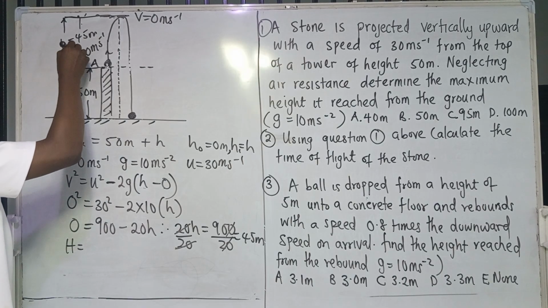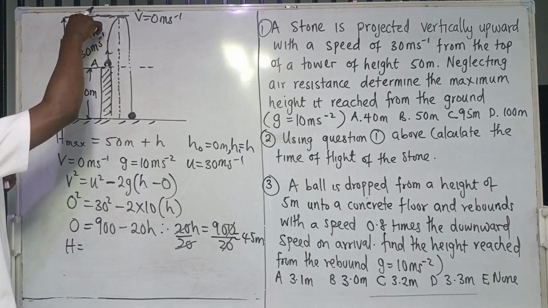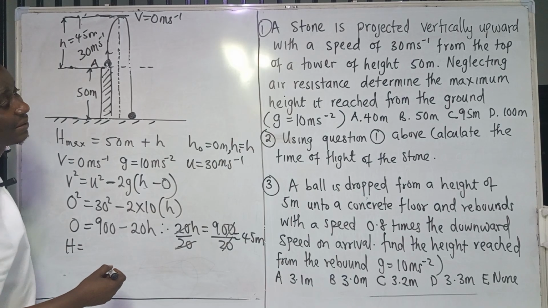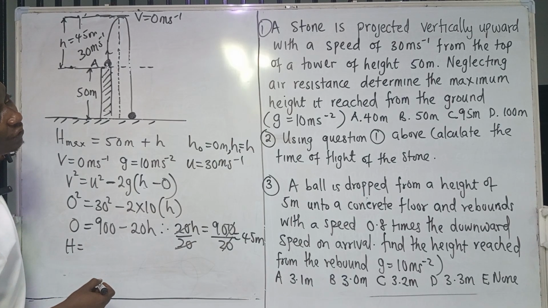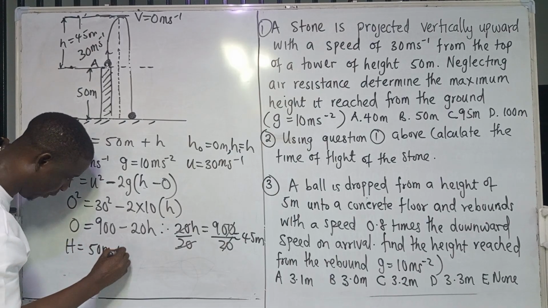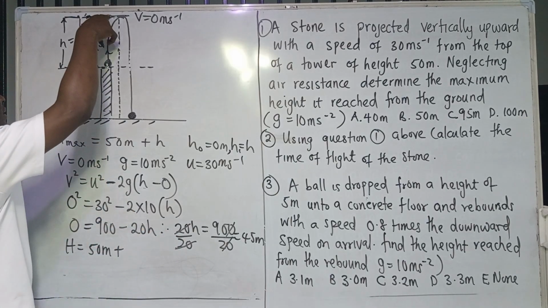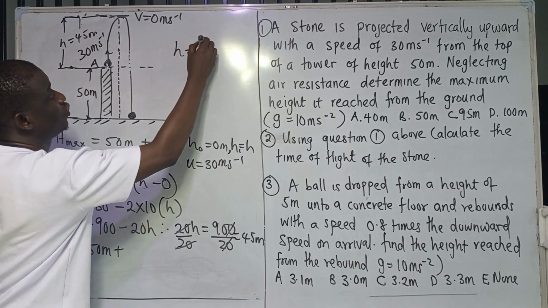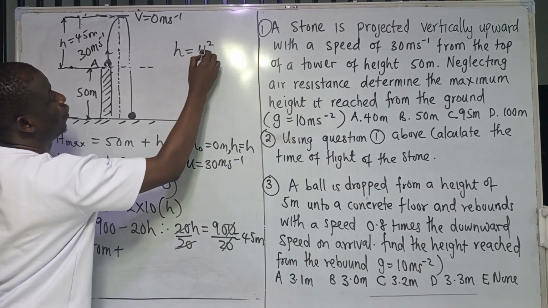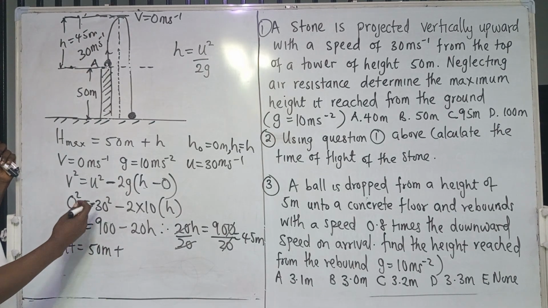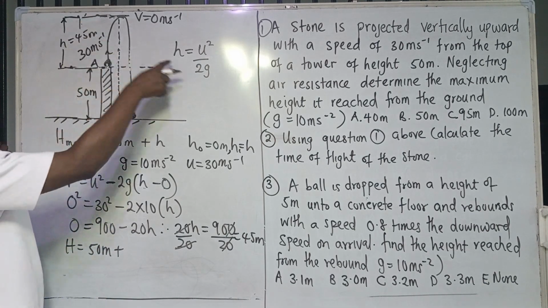Now, if from here to here is 45 and from here to here is 50, what is the maximum height reached from the ground? Now it is 50 meters plus from here to here. If you want to calculate this h, you can use a shortcut. You can use u squared over 2g. You can use that formula and get your answer.